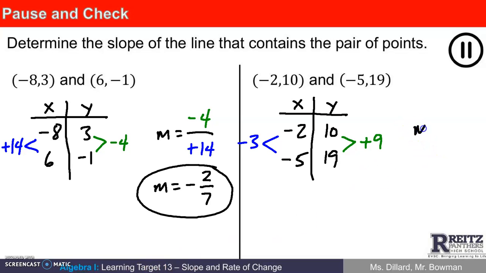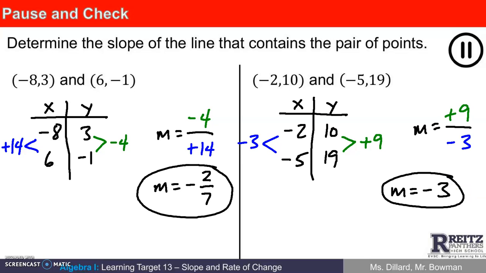So here my slope is positive 9 divided by -3. I'm going to get a negative answer because the signs are different. And actually 9 divided by 3 is just 3. So my slope is -3.